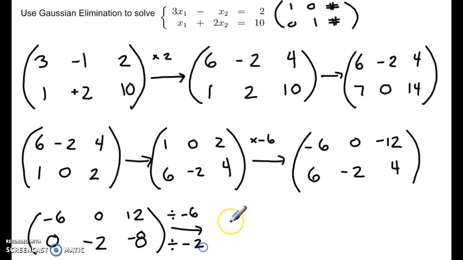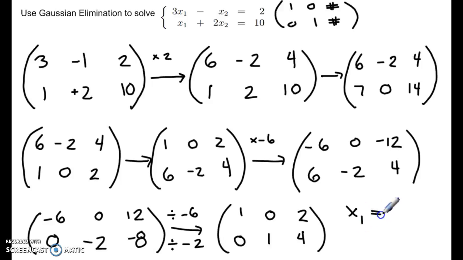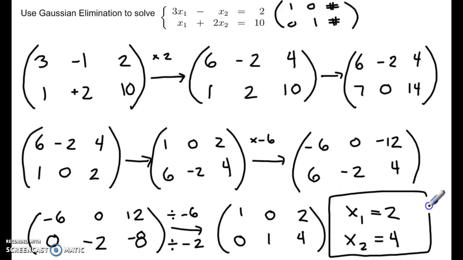So I'm going to divide the top one by negative 6 and divide the bottom one by negative 2. So I get 1, 0, and 2. On the bottom, I get 0, 1, and 4. So this right here tells me x1 equals 2, and this down here tells me x2 equals 4. So there's my answer to my system.